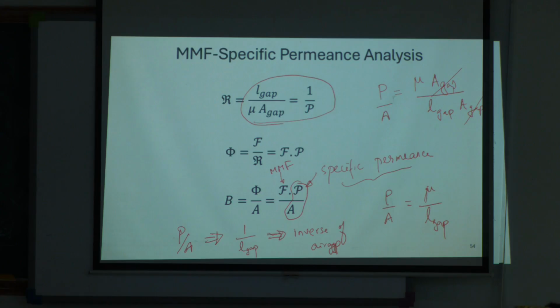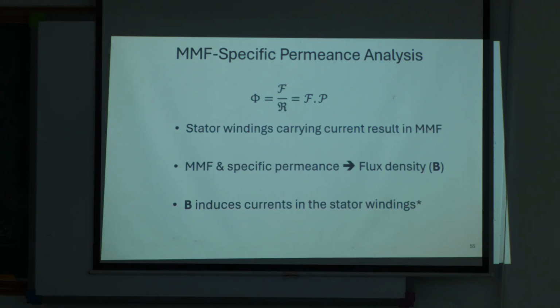So now we will try to do this analysis. If I can somehow model my air gap and its inverse as a function, and if the MMF for a machine is easy to guess, MMF is ampere turns. You know the turns, and if you know the current, you can get ampere turns. It's not a big problem. So in MMF specific permeance analysis, we will be looking at the MMF associated with the stator coils of a three-phase machine.